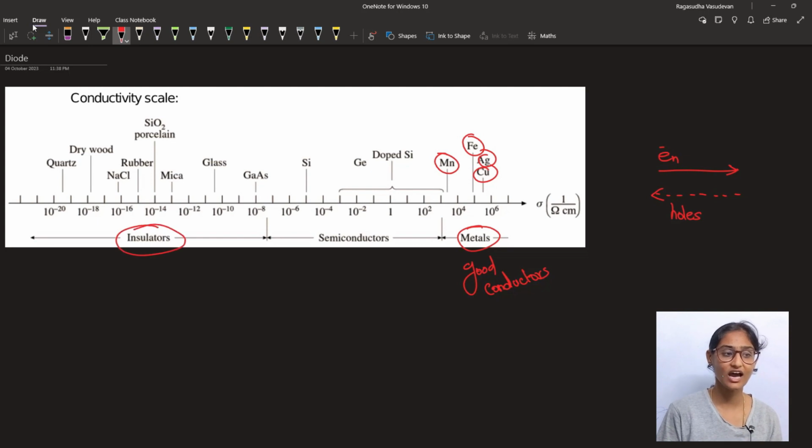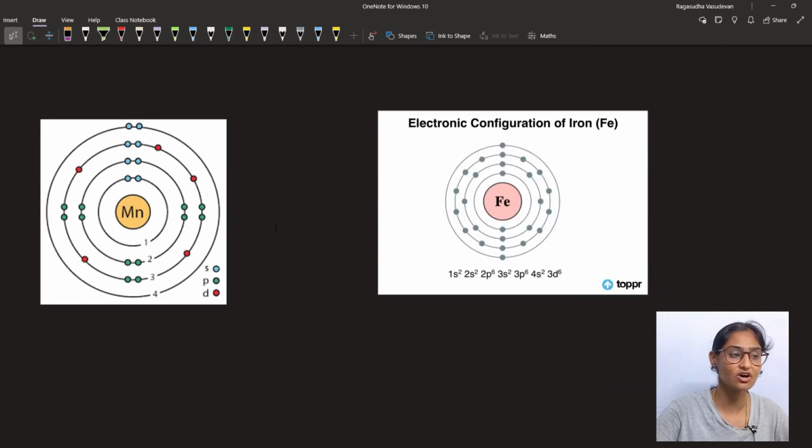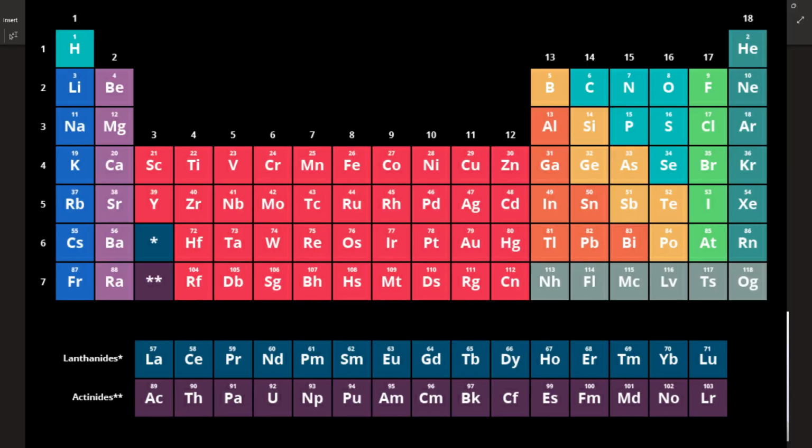Whereas the insulators have more electrons in their outer shell, which makes them more stable. So we really cannot pull them out of their valence energy level into the conduction level and make them conduct electricity. So semiconductors fall between these two ranges. For example, if we see the electronic structure of manganese and iron, we have only 2 electrons in the valence shell, whereas the insulators have more electrons. You can find them in the periodic table. They will be arranged here.